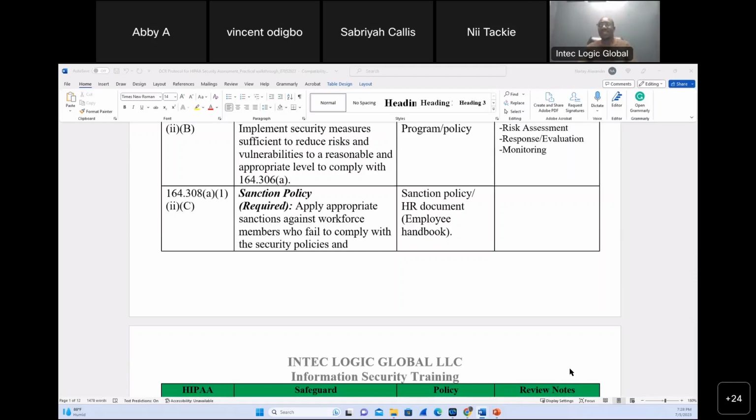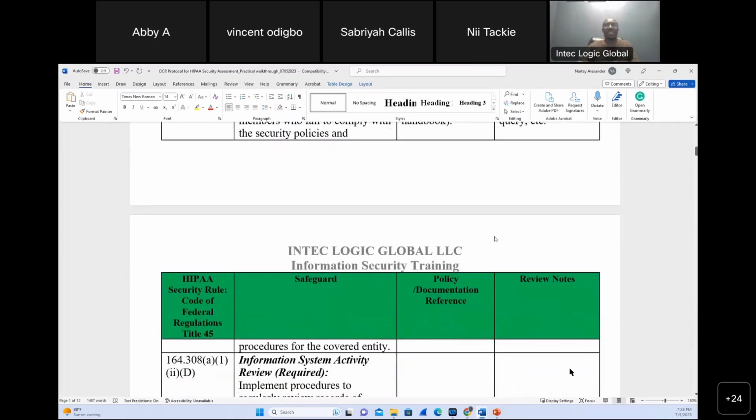Suspension. Demotion. Query. Write-up. Right? Those are some of the things that you want to see in the document. And it tells you that this company is committed to anybody who goes against the compliance of HIPAA. Look, if you go against the law, this is what is going to happen, right? Good. So you want to see some of these terms.